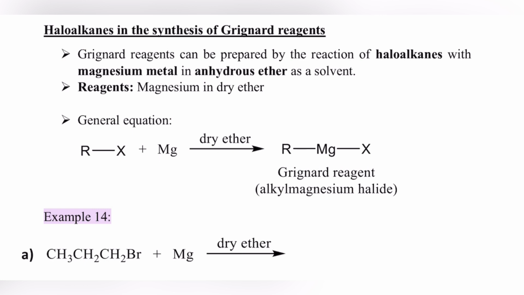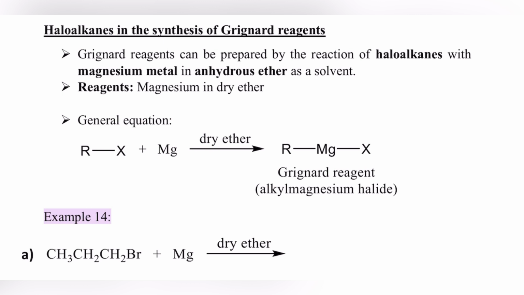First thing first, haloalkane is very important to prepare Grignard reagent by using reaction with magnesium metal in anhydrous ether as a solvent. So kalau ada soalan dia tanya state the reagents and condition, awak boleh tulis magnesium in dry ether ataupun magnesium in anhydrous ether. Same thing. And then general equation is when you have haloalkane reacts with magnesium, magnesium akan detach the bond between haloalkane dan dia akan letak dekat tengah-tengah between R and X. So ini yang kita panggil sebagai Grignard reagent ataupun nama penuh dia adalah alkyl magnesium halide.